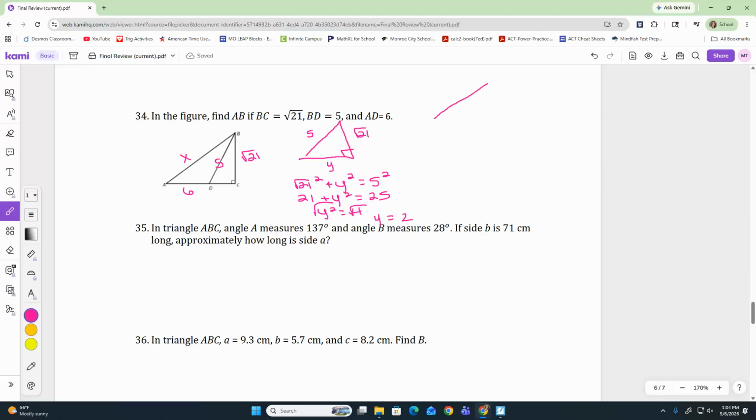The entire thing is also a right triangle. If I look at the whole picture, we're trying to find x. This is radical 21. If this piece is 2, what's the entire side length? We could do the Pythagorean theorem again: radical 21 squared plus the other side squared equals x squared.